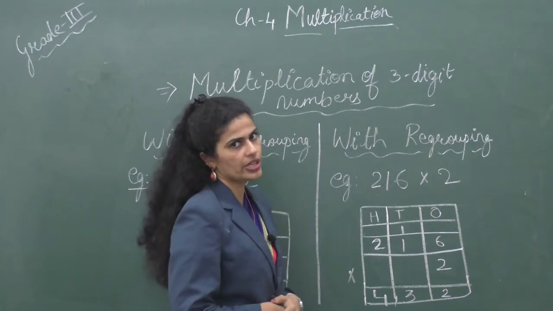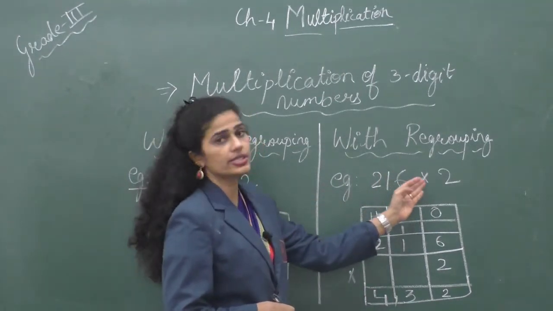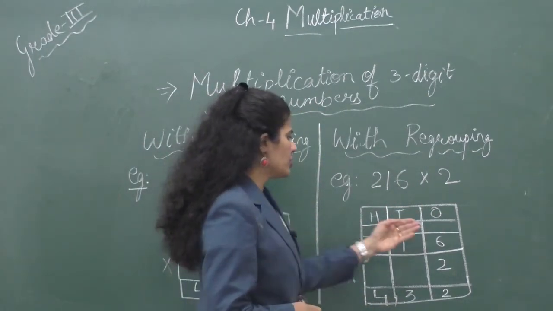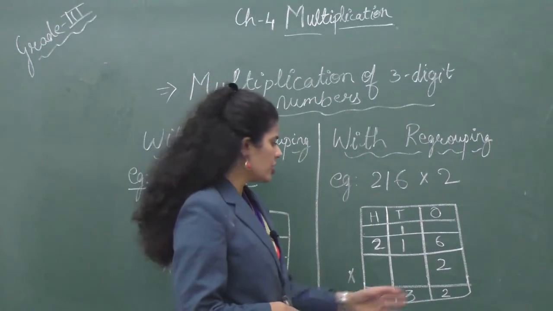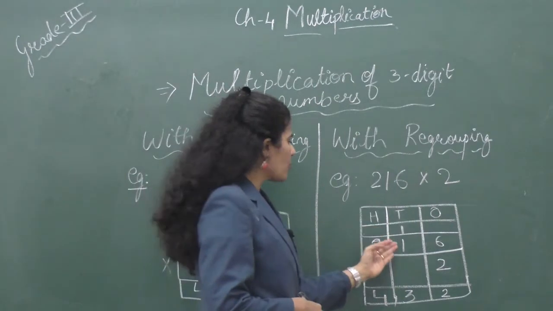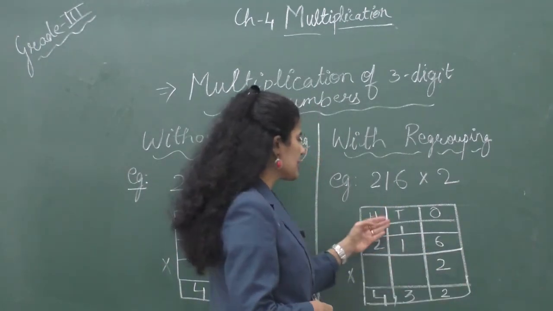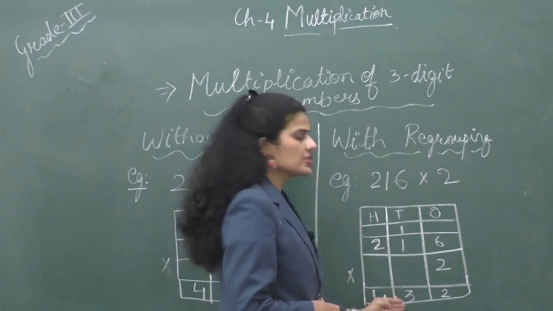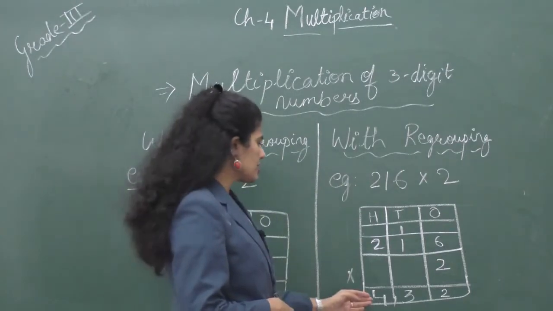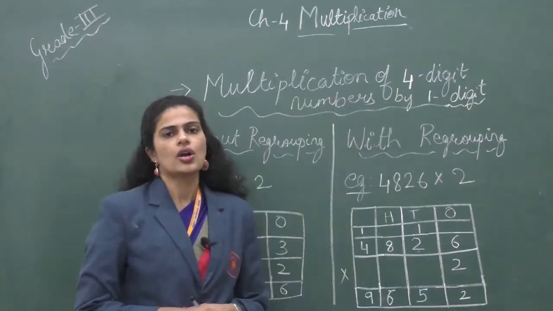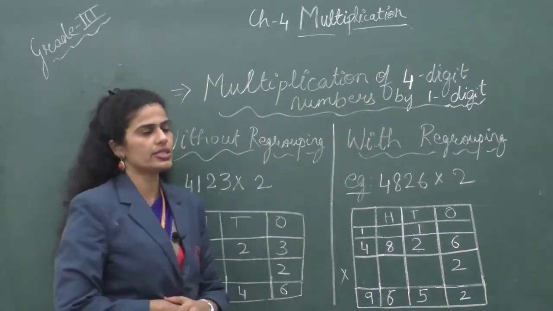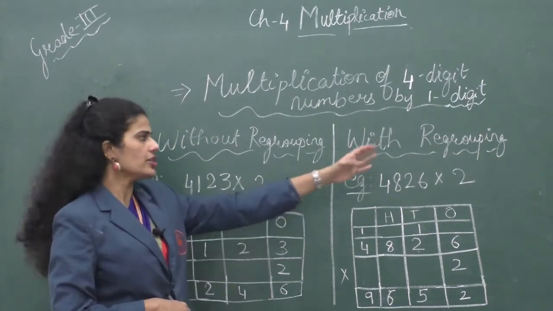Similarly with regrouping, example 216 into 2. So from one side when you start multiplication, 6 into 2 is 12. So we write 2 here and 1 we carry to the tens place. 1 into 2 is 2 plus the carry, that is 1, gives us 3. 2 into 2 is 4. So the answer is 432.